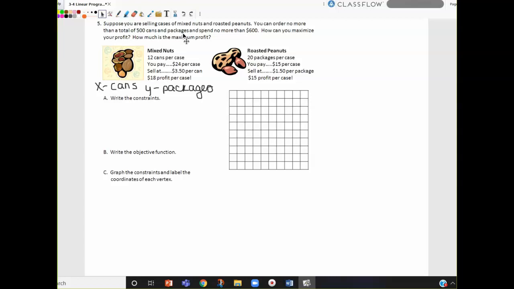I know that X plus Y has to be less than or equal to 500. And then I also know that I can't order a negative number of cans or packages, because we know that we have to have a positive number of cans and packages. So over here we'll label cans and packages. So I know I'm bounded by my X and Y axis. I know that my minimum and maximums are going to be at 500.